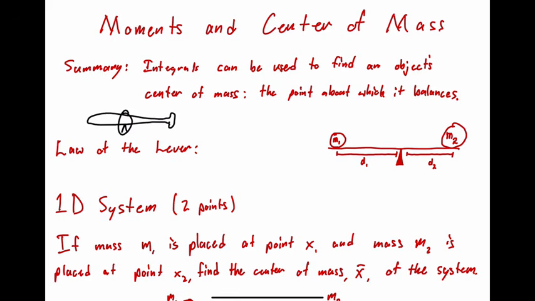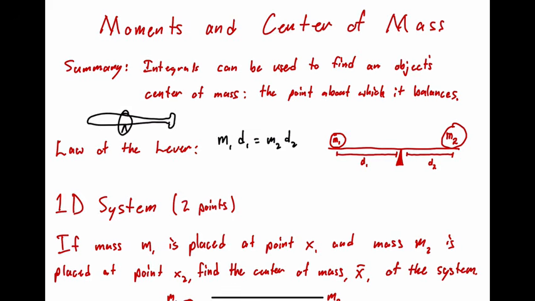To simplify this, let's consider just two masses rather than a whole continuous object. And we're going to think of something called the law of the lever. If we have two masses, m1 and m2, that are both placed a distance d1 and d2 respectively about the point of balance, then the first mass times its distance is the same as the second mass times its distance. This means that if the second mass is larger, then the distance will be shorter to the center of mass. And if the first mass is smaller, then we'll have a longer distance. This is called the law of the lever.